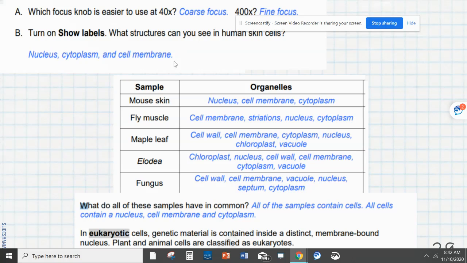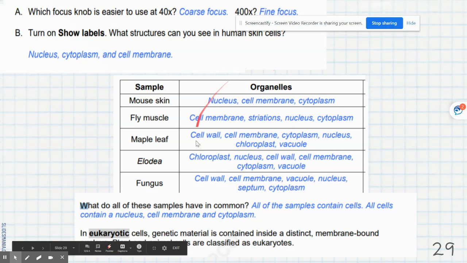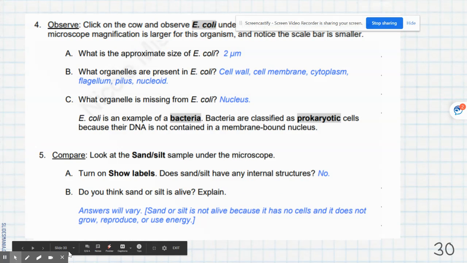Then you are supposed to look at the mouse skin, a fly muscle, a maple leaf, the elodea, and fungus, and then look at the different organelles or parts of a cell that are visible. So here we see the different organelles. All the samples contain cells. All of the cells have a nucleus, and we call those eukaryotic cells.